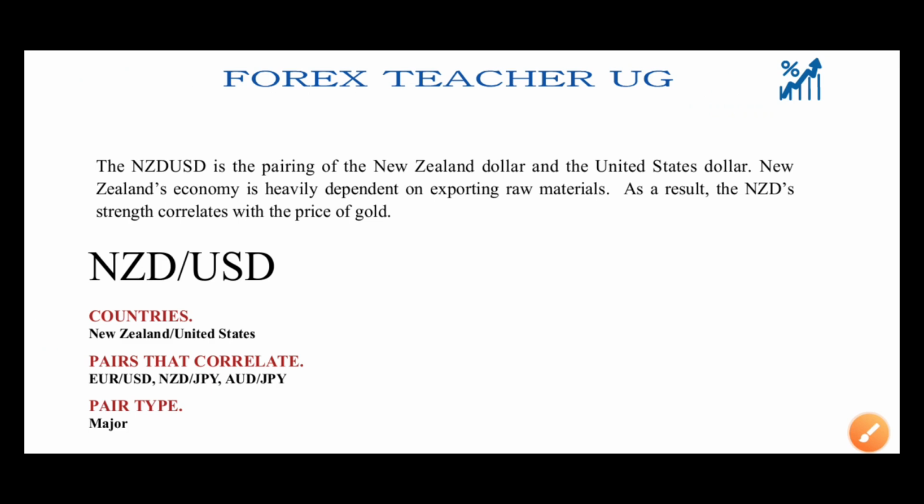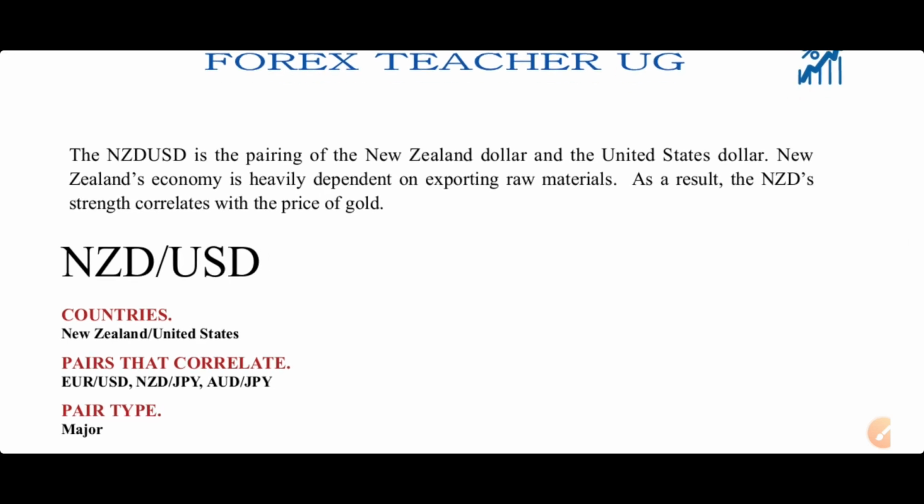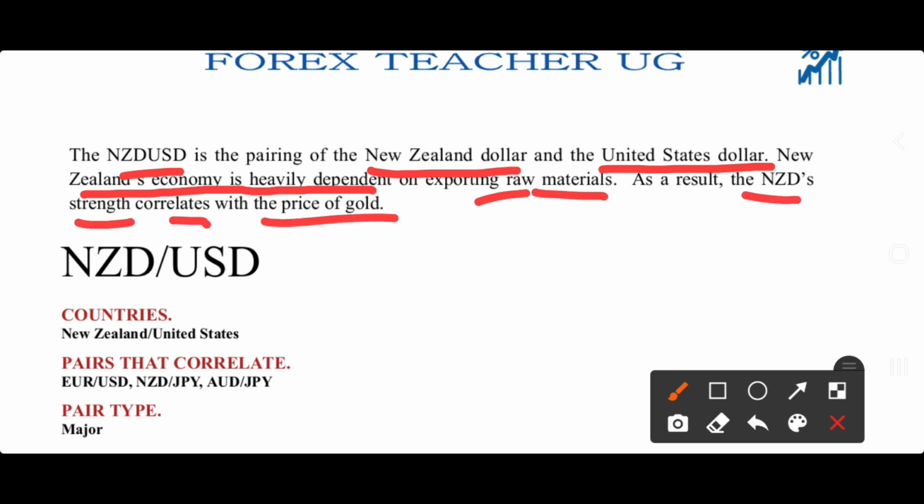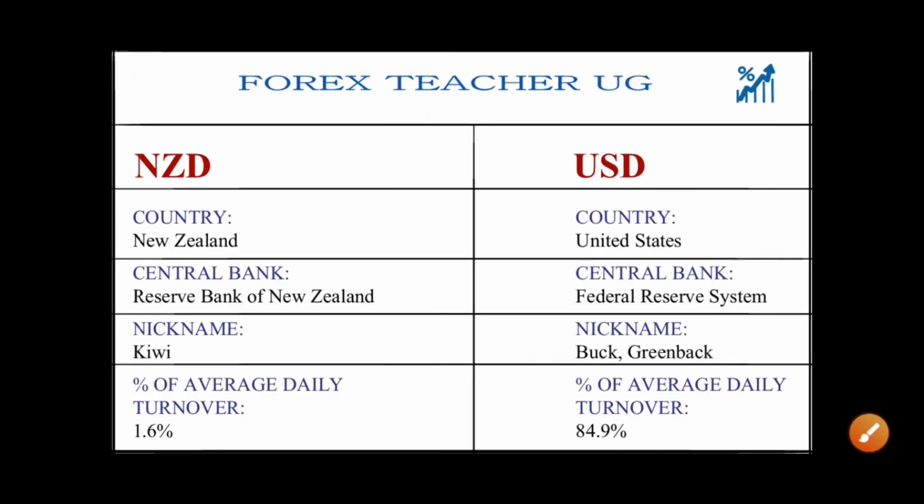So let's talk about the New Zealand dollar against the United States dollar, which is the NZD/USD. The New Zealand economy is very dependent on exporting raw materials. As a result, New Zealand's strength correlates with the price of gold. NZD is from New Zealand, USD is from the United States. The pairs it correlates with are EUR/USD, NZD/JPY, and AUD/JPY. The type is a major currency.